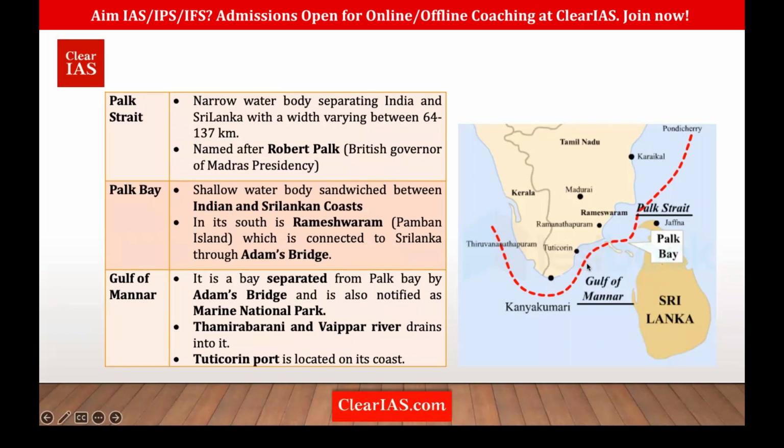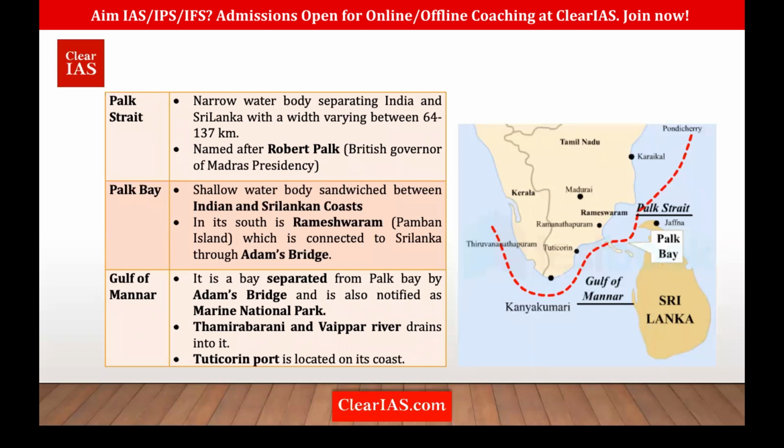You must know what straits and bays are, because in the last Mains, a question was asked about straits and where they are found, their distribution. So remember, a strait is a narrow water body separating two landmasses. Here it is between India and Sri Lanka. And it is named after whom? Robert Palk, the British governor of the Madras Presidency. This strait is named after him.